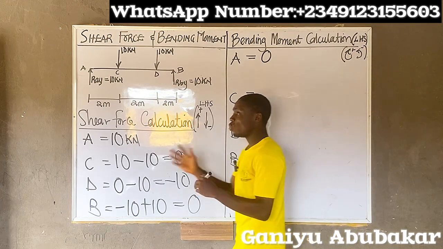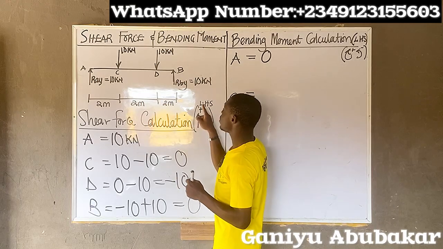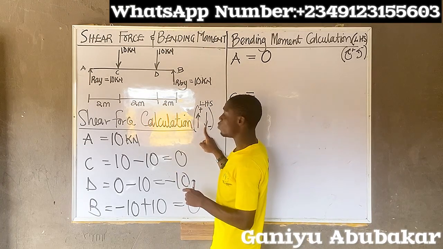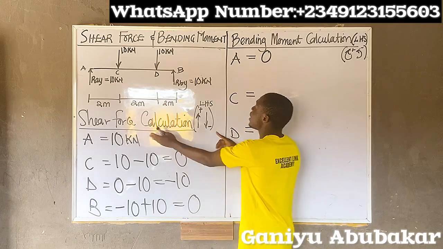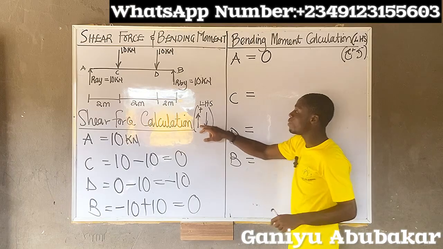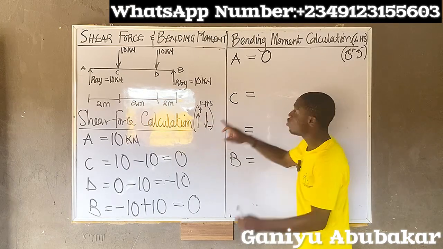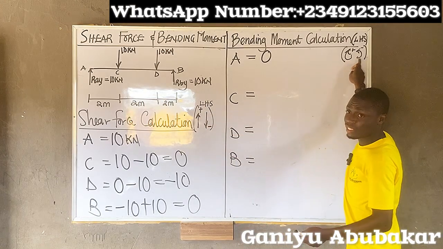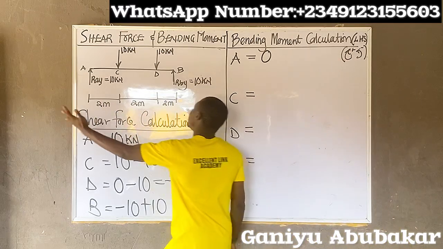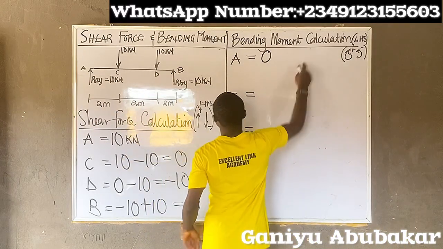Now listen, it's a two-way thing. If I'm doing the right-hand side, up is negative and down gives you positive. But I'm using the left-hand side because we're familiar with the idea of up being positive, down being negative, clockwise positive, anticlockwise negative.